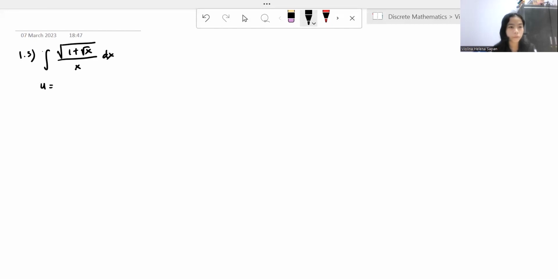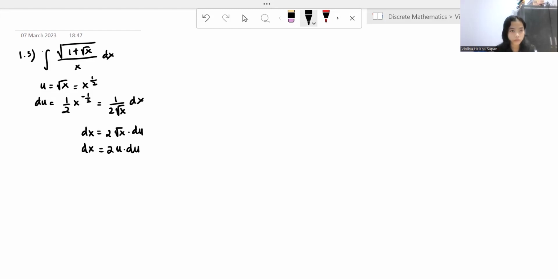Let u be square root of x, and this is equal to x to the power of 1/2. And then we can differentiate u, so du equals 1/2 times x to the power of 1 minus 1/2, and this is equal to 1 over 2 square root of x dx. From this equation, we can get dx, substitute the u, we plug in the u to the square root of x here, we'll get this equation.